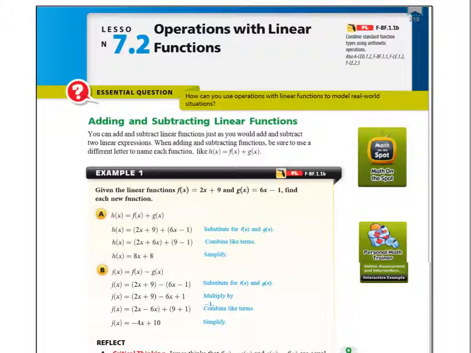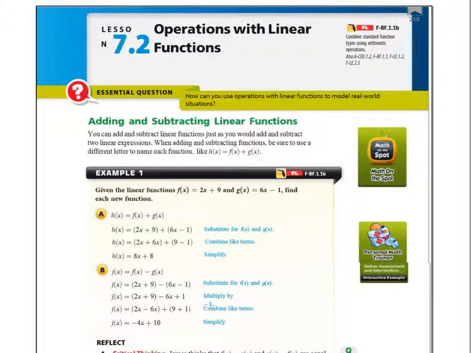Today we're starting 7.2. We did skip 7.1, and we're going to be talking about operations with linear functions. Linear functions, we know that means it's going to graph a line. Function means we'll be using our f of x, g of x notation. One of the things that you can do is add and subtract linear functions, which really and truly is just like combining like terms.